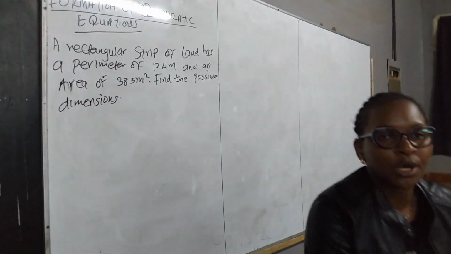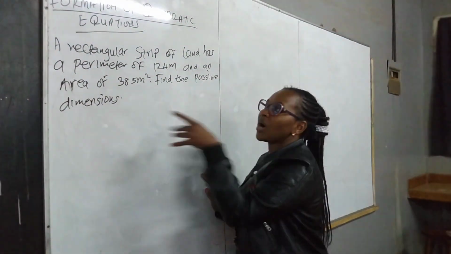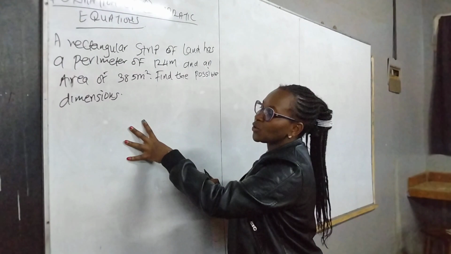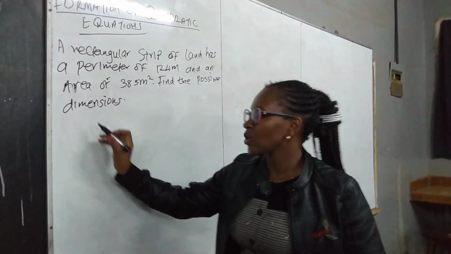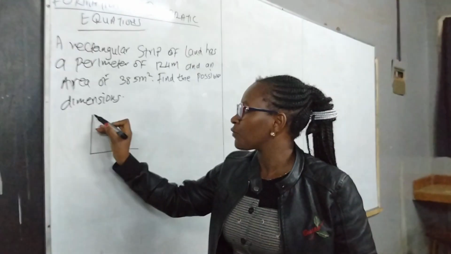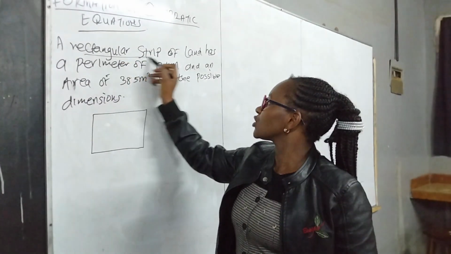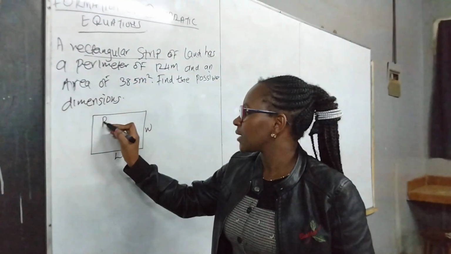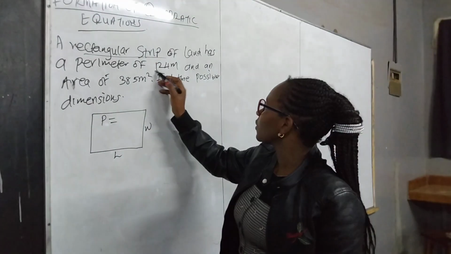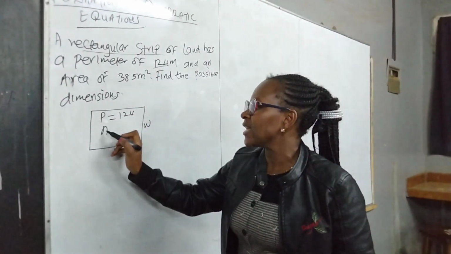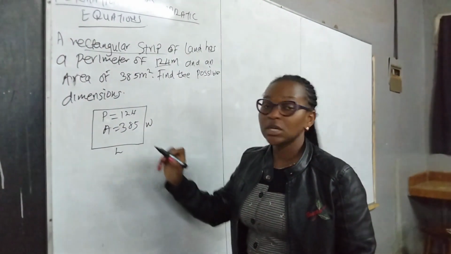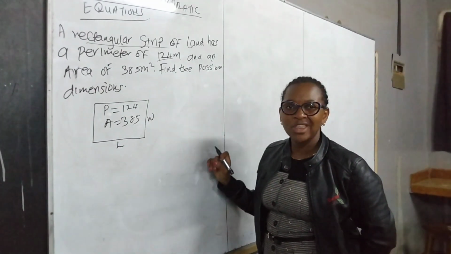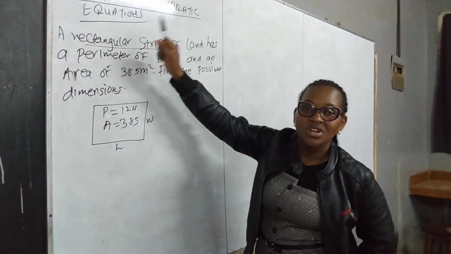In this kind of question, we are supposed to form a quadratic equation and then solve for the values we need. We can have a small illustration of a rectangular strip of land. In a rectangle we have length and width. We are given the perimeter of this rectangle to be 124, and the area as 385. So we need to write a formula for the perimeter and for the area, for us now to form the quadratic equation.